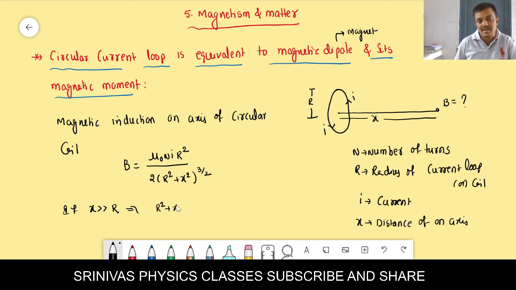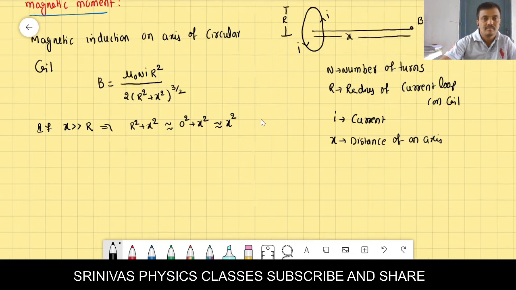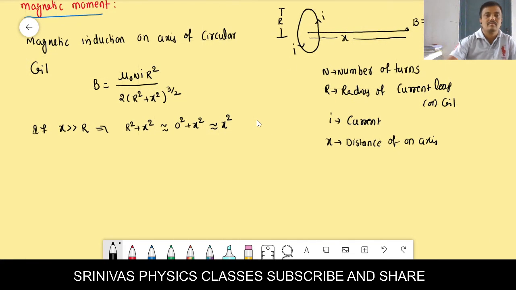I am taking that if x is greater than capital R, then in R square plus x square we can neglect the R, because x is much greater than R. Then we write 0 square plus x square. This nearly we can write as x square, because R is neglected. We are taking the R value as very small compared with x.